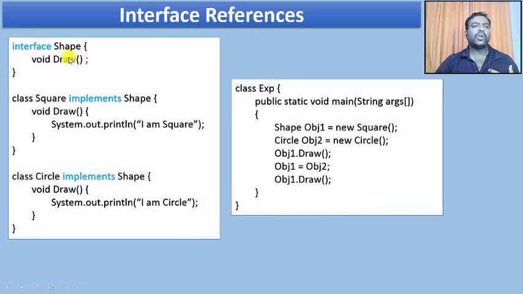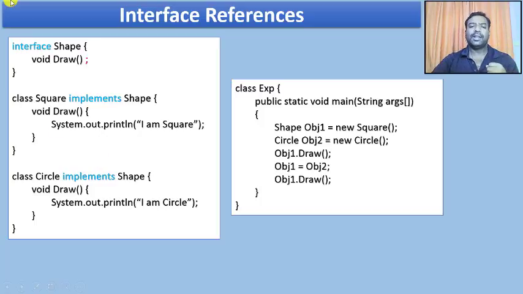So now I'm going to have an interface shape, and I'm going to have a square which implements shape, and I'm going to have its own function. Now just look at this. This is the same example I had taken when I was discussing an abstract class.